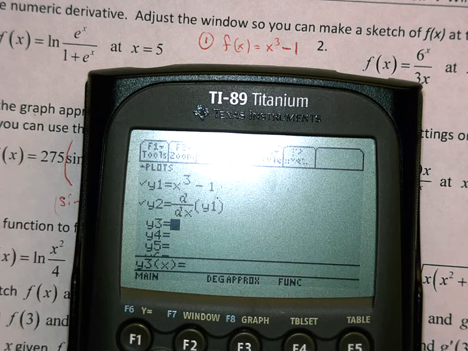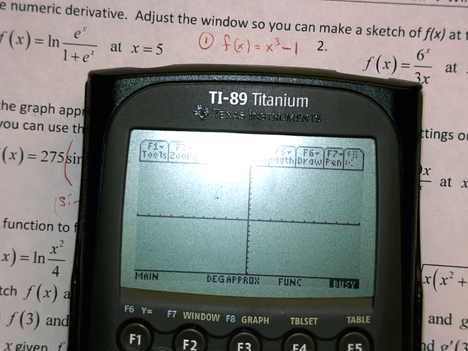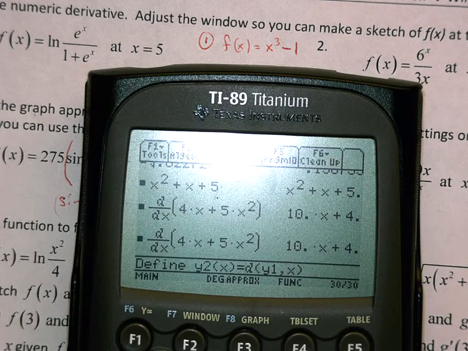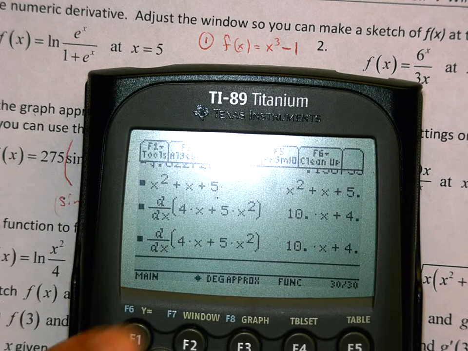What'd you type in? Y1? Y1. Y1 comma. So I treated it like it was the Casio. Enter, go to. Oh, you just have to find it, so put in an equation. It says argument error when you graph it.